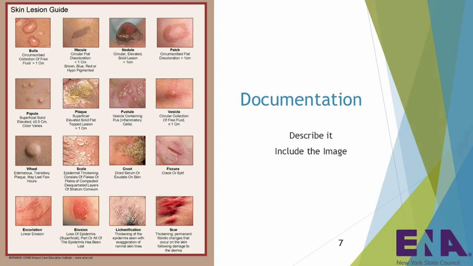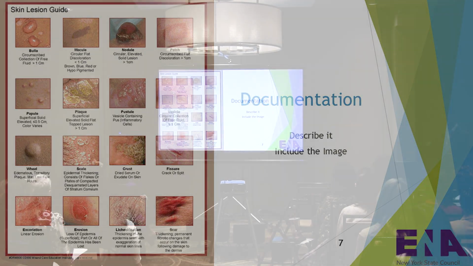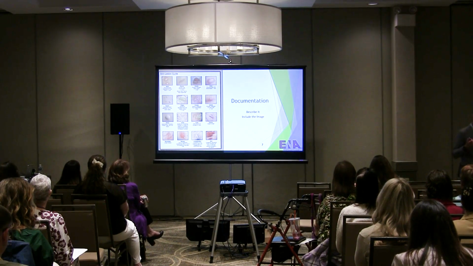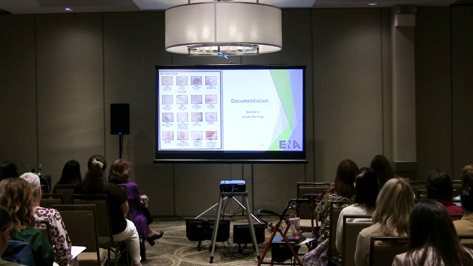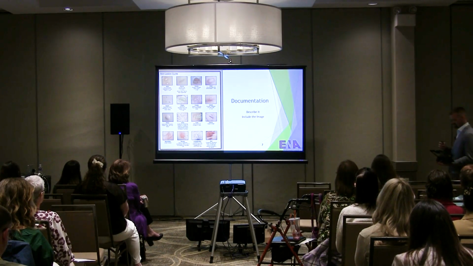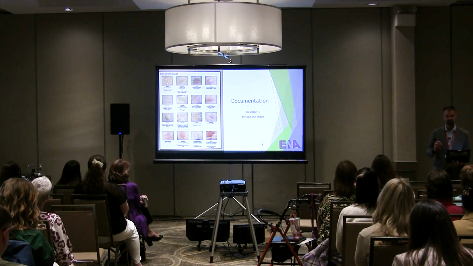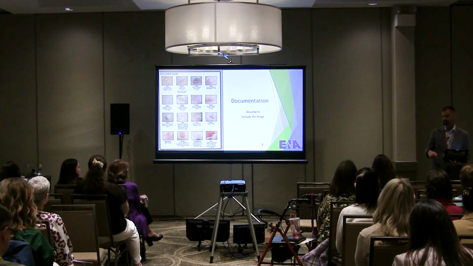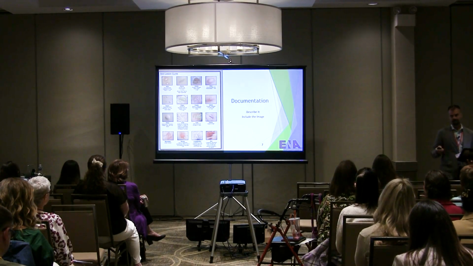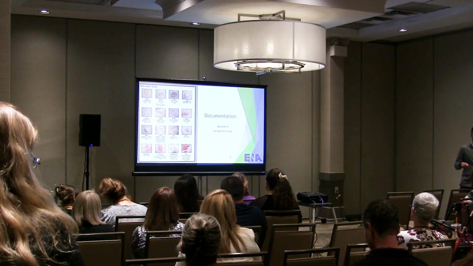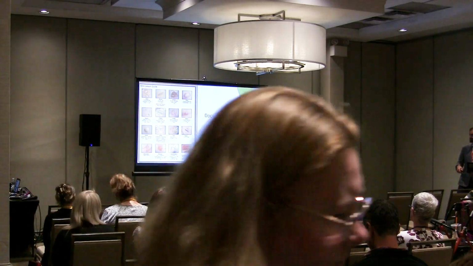I won't go too much into each of these. Make sure that you're documenting the morphology, demarcation, colors, secondary morphology. Secondary morphology is like dry crust, fissures, erosions, ulcerations, scaling. Distribution as well. Where exactly is it located? Can you guys load images into your charts? Yes. Make sure that you do that, okay? If you don't know how, make a friend in IT and figure out how, because it is awesome.